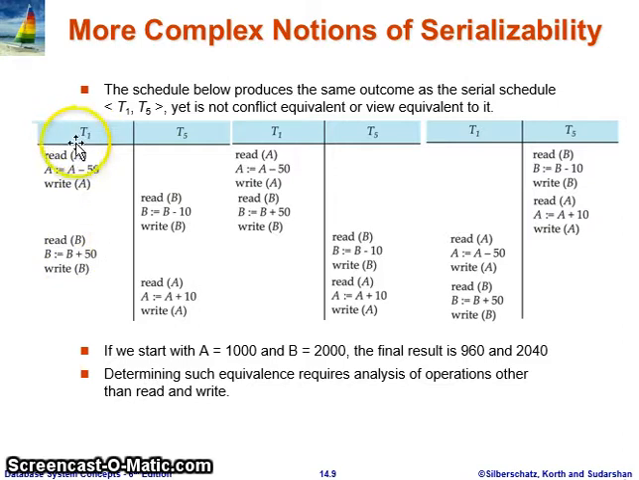For T1 preceding T5, we have to swap this read operation before this write on B. So check whether it is a conflict operation or not. For checking the conflict, the first condition is that the operations must belong to different transactions. Here yes, this belongs to transaction T1 and this belongs to transaction T5, and they must operate on the same data item. Yes, this is operating on data item B, and this operation is also operating on data item B. So the second condition is also satisfied for the conflict operation.